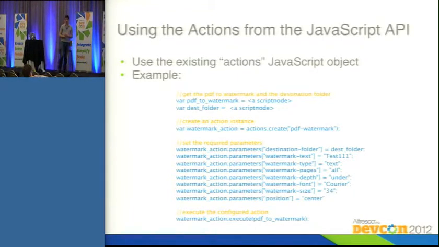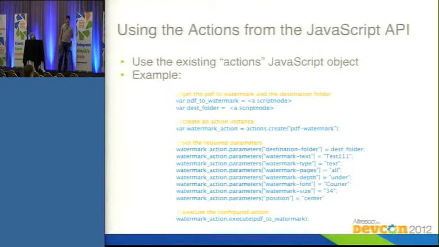You'll define a couple of variables, a PDF to watermark. We're going to use the watermark action as an example. A destination folder, which is where the watermarked PDF is going to end up once it's done. And then we're going to define the parameters for this action. The watermark text, the type, what pages, the depth. Now, these parameters here are the ones I was talking about earlier that are defined in our module context XML. So if you're wondering what the valid values are for these parameters, that's the place to check.